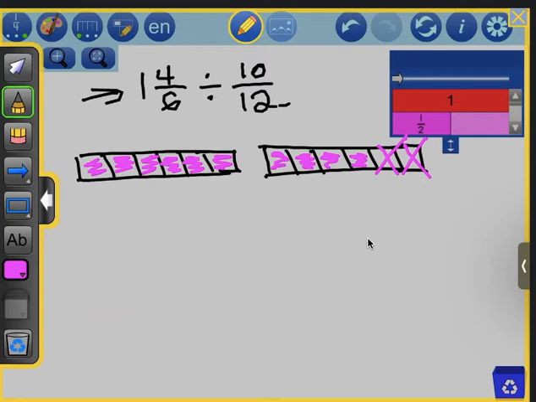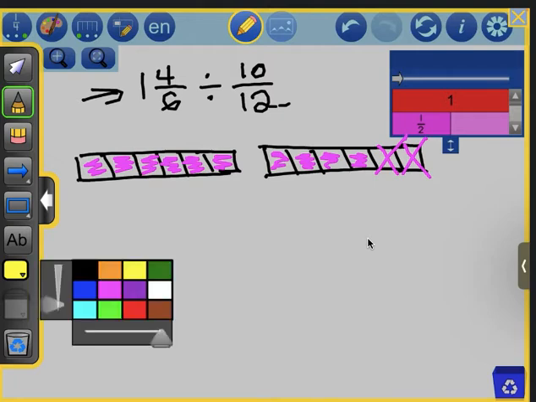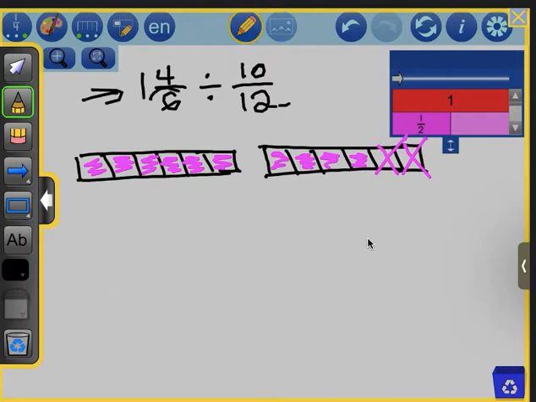Okay, now I have to circle groups of 10 twelfths. I don't have twelfths there. So how am I going to do that? Well, I'm going to find the LCM of 6 and 12. There's a couple of ways. Some of you might see that you could reduce 10 twelfths to 5 sixths, which is fine, right? Or you could use the LCM. I'm really big on using the LCM of 6 and 12, which is 12.